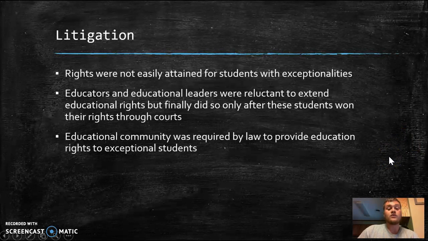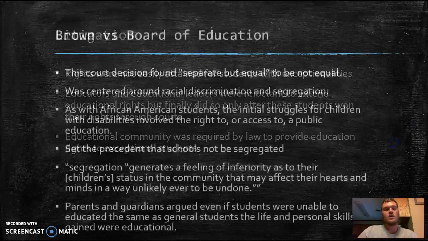Litigation. The rights were not easily attained for students. Educators were reluctant to give them the rights because of the risk of trying to educate them, or the risk of maybe harm they could cause because of their mental state, whatever it might be. They were eventually, by law, required to give equal educational opportunities to exceptional students. So that's why they incorporated it into their schools, not out of the goodness of their heart, but because of the requirement by law after the students had earned their rights and won them through the courts.